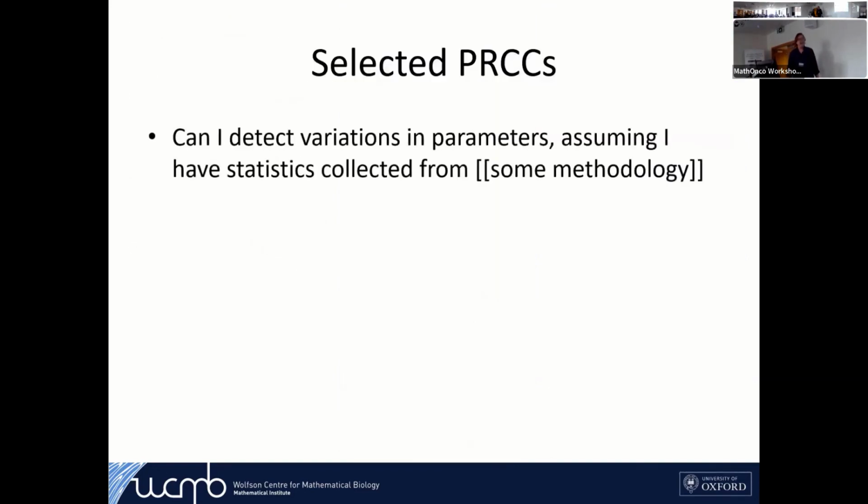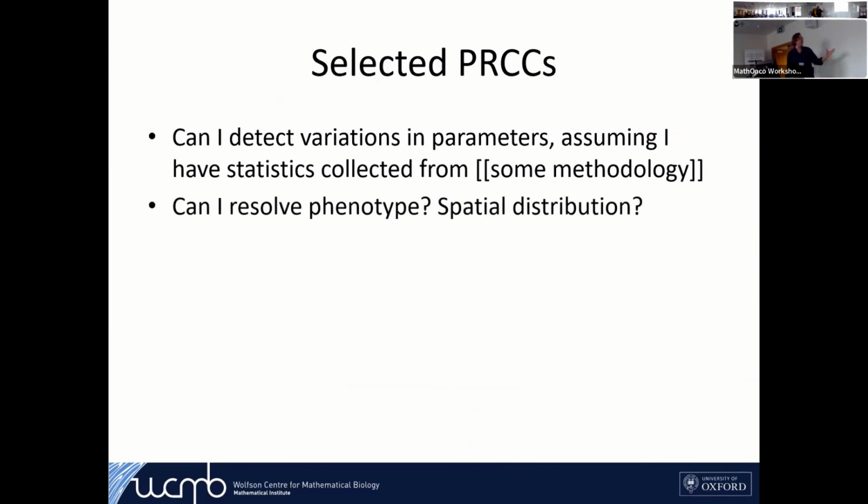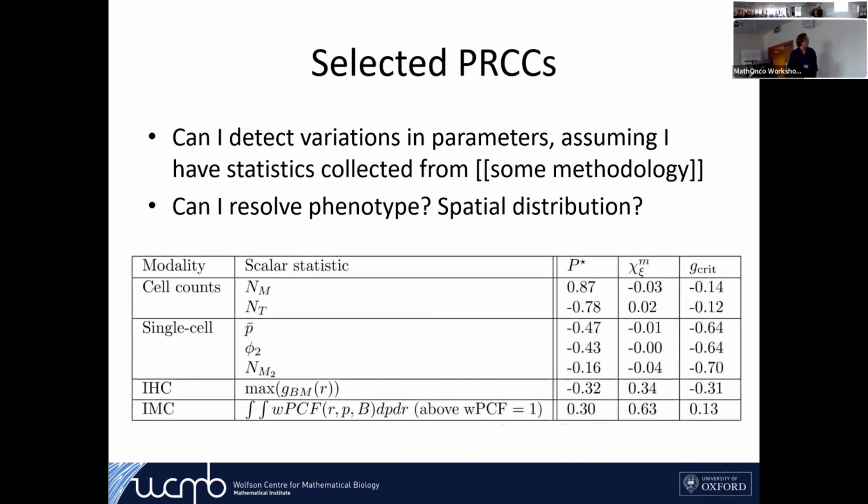So if we had statistics generated from some methodology, so PCFs from standard IHC, or if we know macrophage phenotypes from RNA-seq or something, if we can resolve phenotype or space, or both phenotype and space, do we get a better understanding of how all of these parameters are varying in my big parameter sweep? And the answer is yes, and it gives you a massive table.